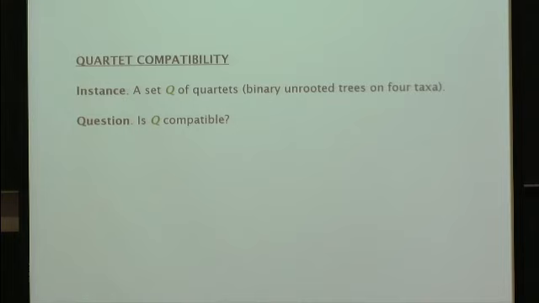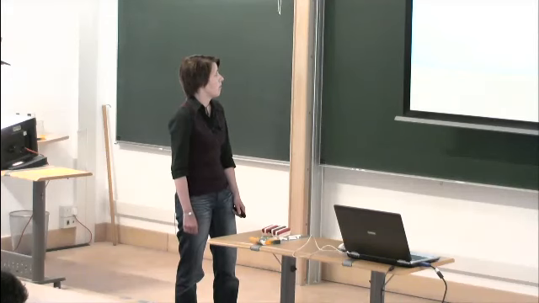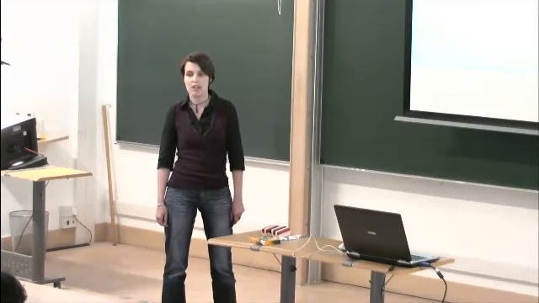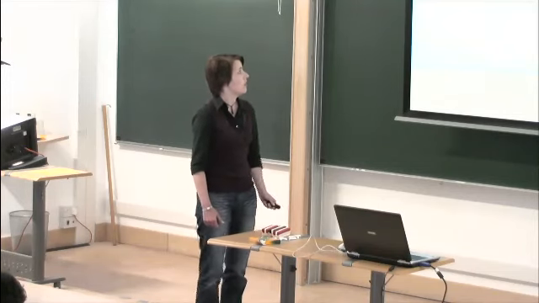This leads to the following decision problem called quartet compatibility. You're given a set of quartets, and you want to know: is this set compatible? It was shown in 1992 by Mike Steele that this problem is NP-complete. A natural follow-up question is then, what about uniqueness? If you're given a set of quartets, are there several trees that are compatible with that set of quartets? And if so, how can we decide?